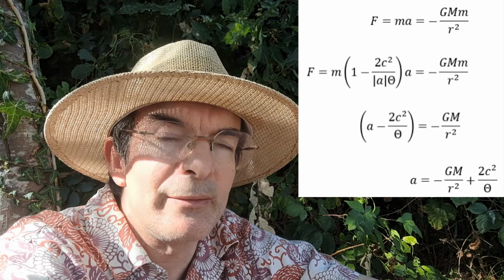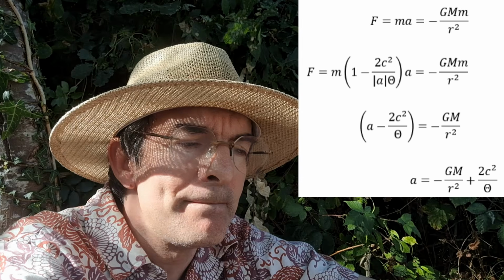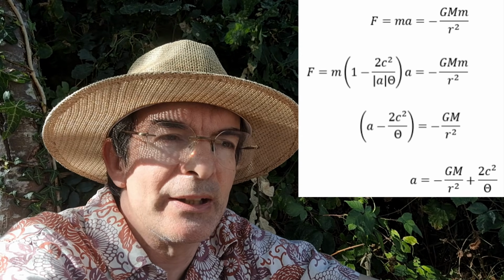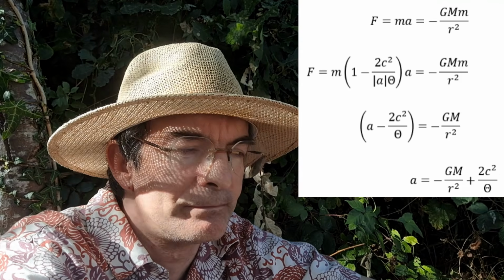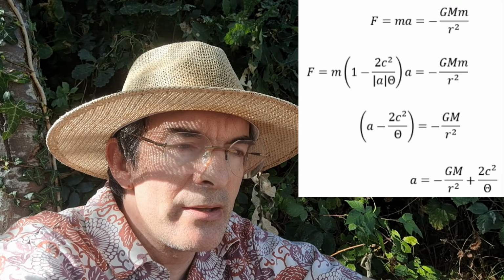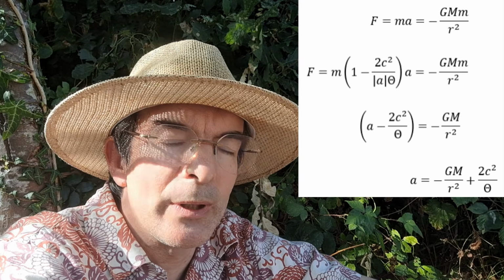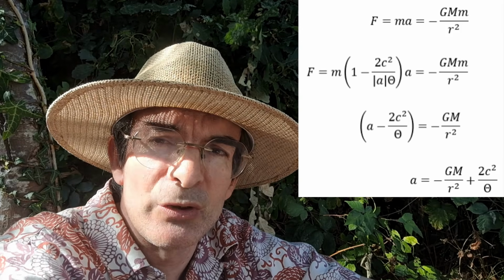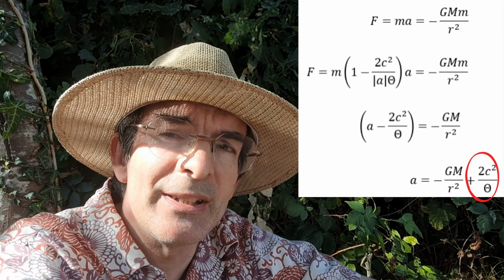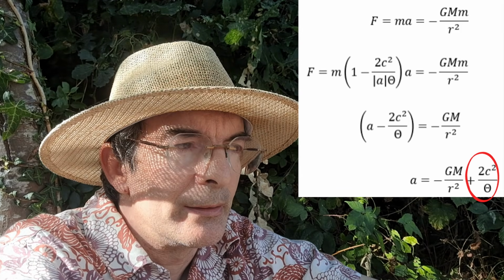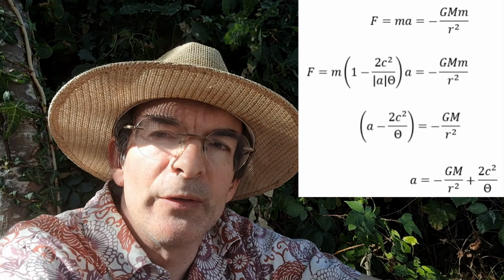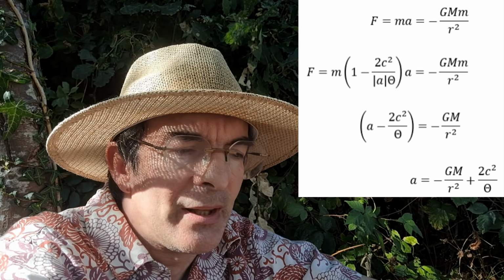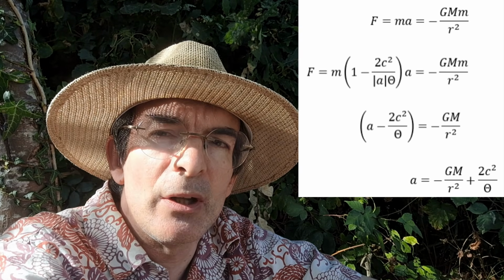You can see that I've multiplied through by a, and that gets rid of the a on the bottom of the second term, and it adds an a into the first term. And then we can take the second term in brackets onto the right hand side, so it becomes positive. So the acceleration of this object, moving away from the larger one, is given by minus GM over r squared plus 2c squared over theta.